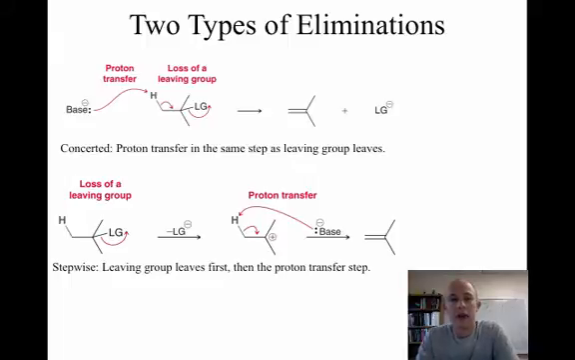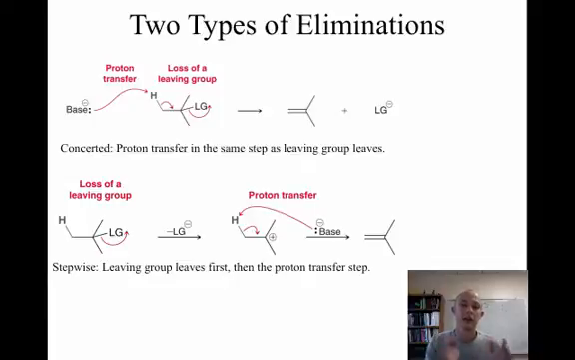Okay, so let's talk about two possibilities for elimination. Remember, when we talked about substitution reactions, we said you could either have a concerted mechanism or a stepwise mechanism. That's going to be exactly the same case here. So if we have a concerted mechanism, what's happening is a base is doing a proton transfer. It's abstracting a proton at the same time that we're forming a pi bond, at the same time that the leaving group is leaving. So we have three arrows, they're all happening in a single step to give a single alkene product plus the leaving group plus the protonated base, which isn't shown here. So remember, for a concerted mechanism, the proton transfer happens at the same time that the leaving group leaves.